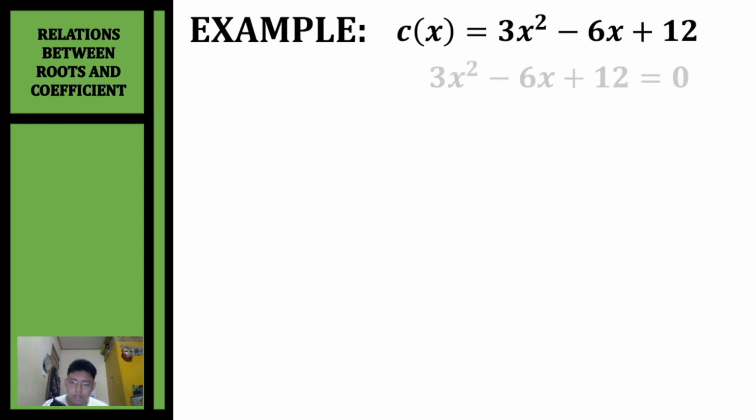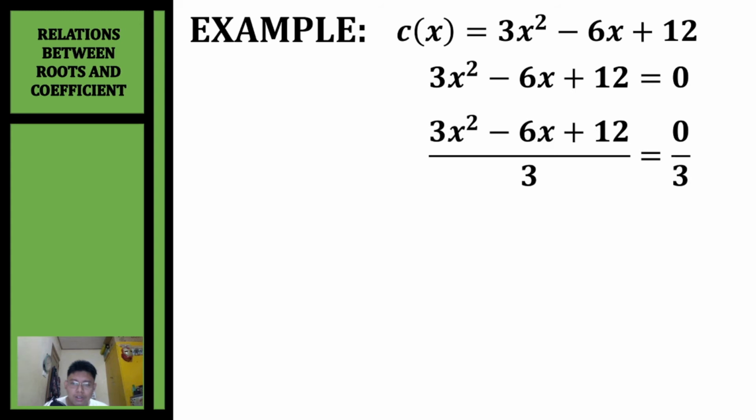So first step is for us to change our function notation to 0. Then from there, make sure that our numerical coefficient of x squared is equal to 1. Now in this case, it's not equal to 1, therefore we need to divide both sides by 3. So let's simplify. We will have x squared minus 2x plus 4 is equal to 0.